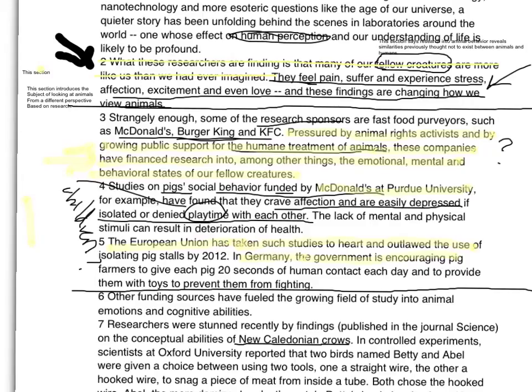humans. That's a rough statement, and of course when you get ready to put your whole summary together, you'll be able to tweak those sentences so that they are a lot clearer than what I'm doing on the fly here. That's what proofreading and editing is all about. Okay, so now looking to the second section. In the second section, we have this sentence about pressured by animal rights activists and by growing public support for the humane treatment. And then we have also the European Union taking such studies.